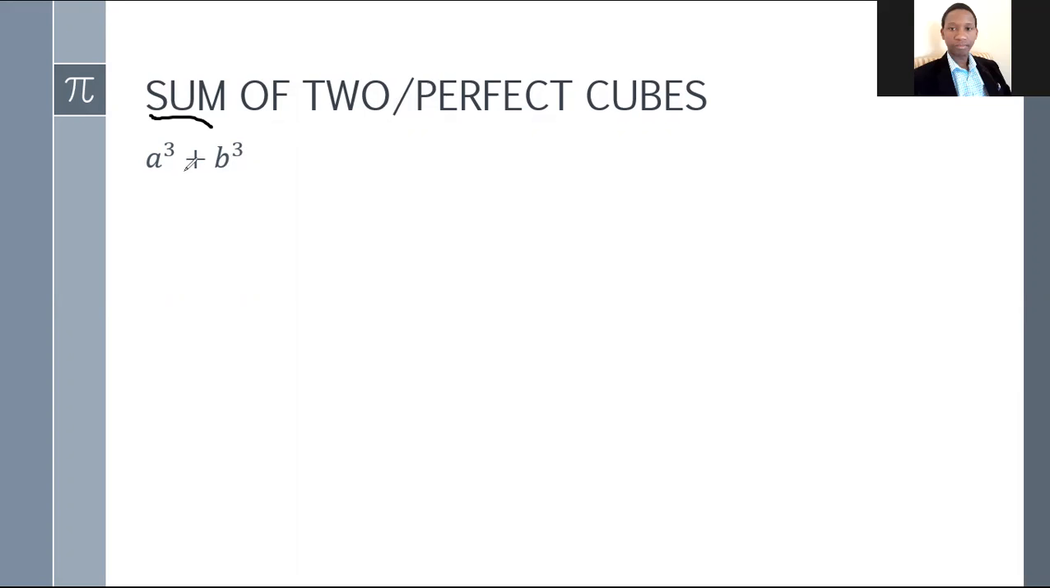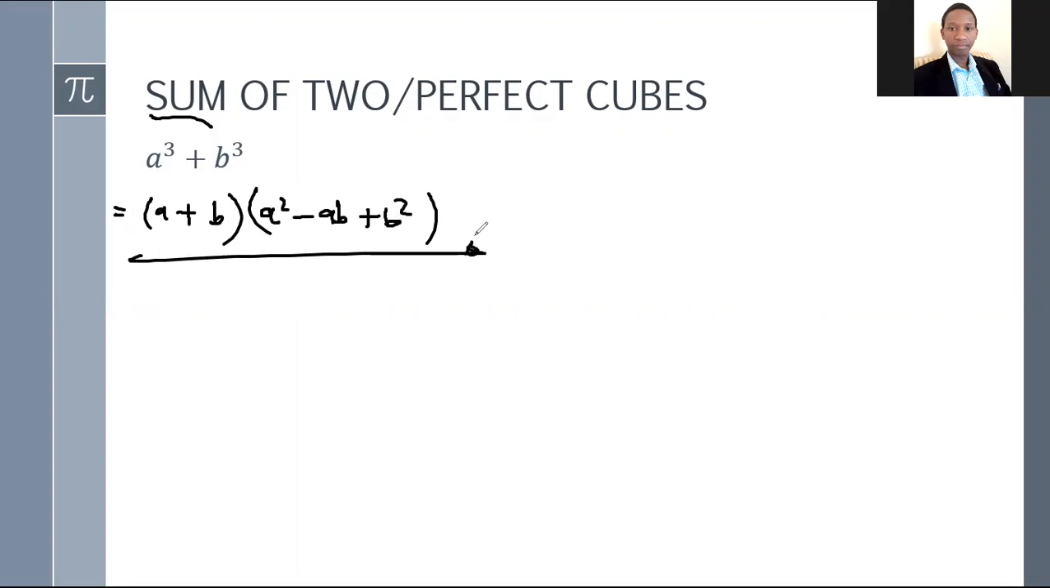Whenever you've got two cubes and the sign between them is a plus, just listen carefully. All you've got to do to factorize this is to say, well, the cube root of a cubed is a in this case, and the cube root of b cubed is b. Then the next thing you've got to do is to square the a, okay? Take the opposite sign, which is negative in this case, multiply a and b, that's a and b, and then square the b, which will be a positive b squared.